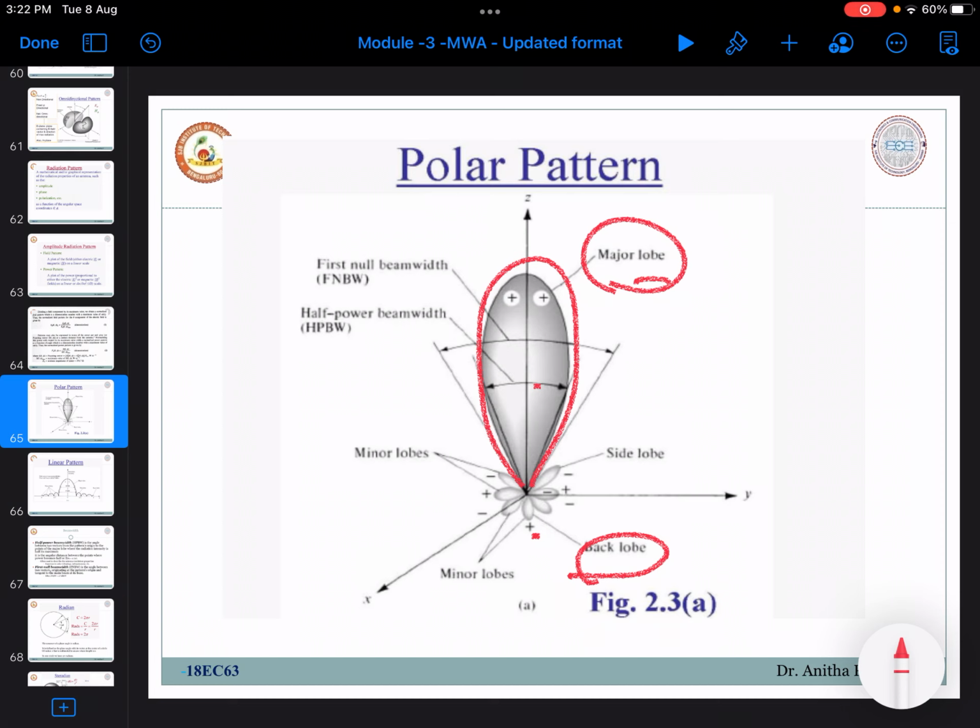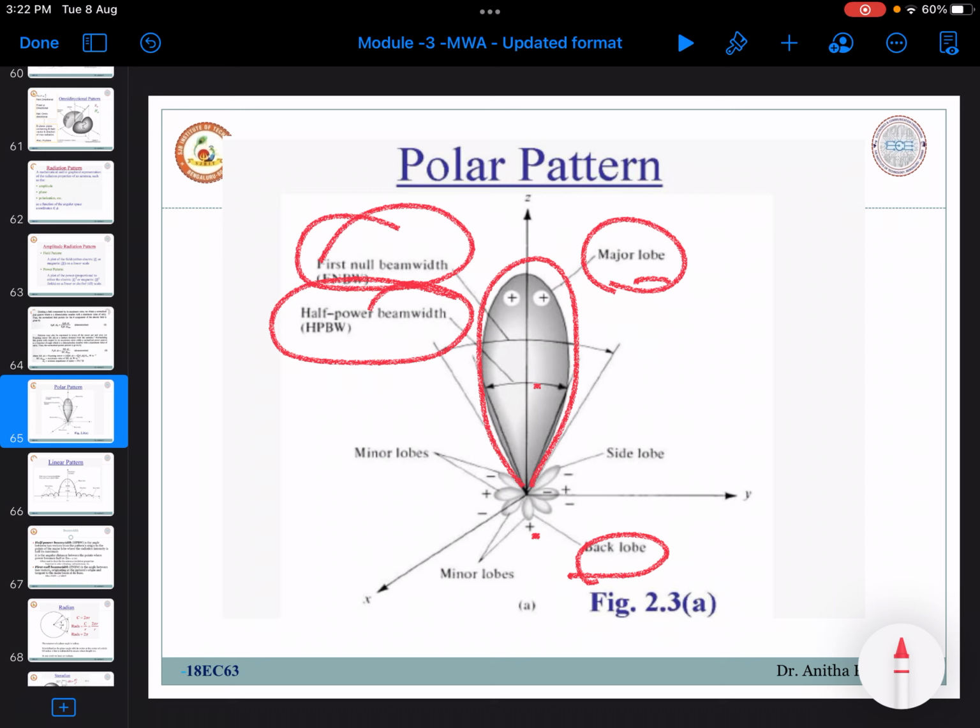And we know major lobe, minor lobe, back lobe, all these things, what do they represent? The electric field or magnetic field, or it could be power, normalized power, variation with respect to angular parameters. And two more parameters that we can define here are half power beam width and first null beam width.